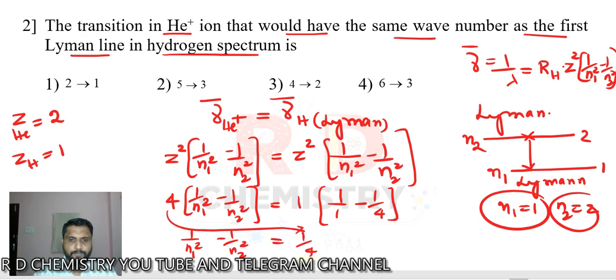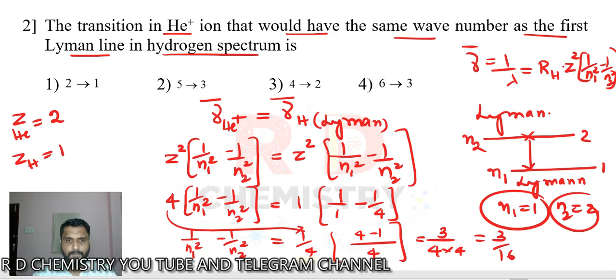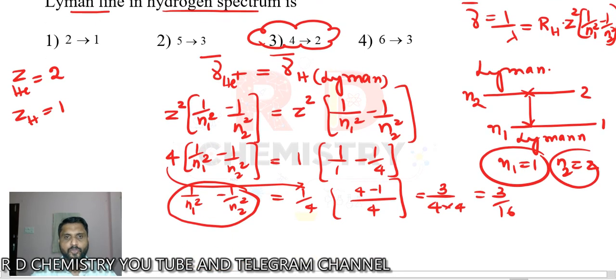You have to bring it here. So the 4 is a common thing. So it is 4 minus 1, which is equal to 3 divided by 4 into 4, which is equal to 3 divided by 16. Now, this is 1 by n1 square minus 1 by n2 square, correct? So now you have to do trial and error so that we'll get this 3 by 16. So what I'll do, I'll take the answer. Its answer is the third one. So I'll be taking that number and trying to solve it.